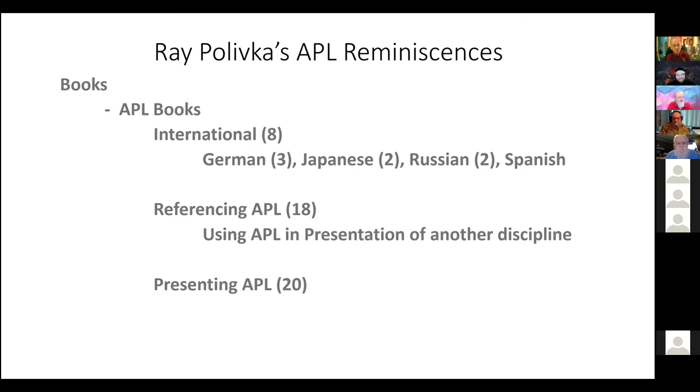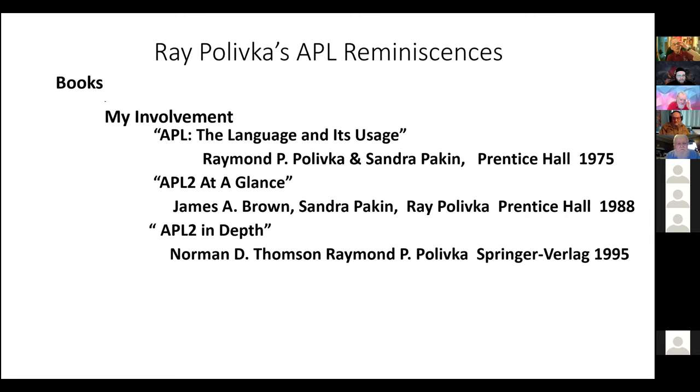Now, what about my involvement in books? Well, I've been involved in 3 books: APL: The Language and Usage by Polivka and Pakin, which came out in 1975. Yes, Adam, you're right. It was 75, not 78. APL 2 at a Glance by Jim Brown, Sandra Pakin, and Ray Polivka. It came out in 1988. And APL 2 in Depth by Norman Thompson and Ray Polivka in 1995.